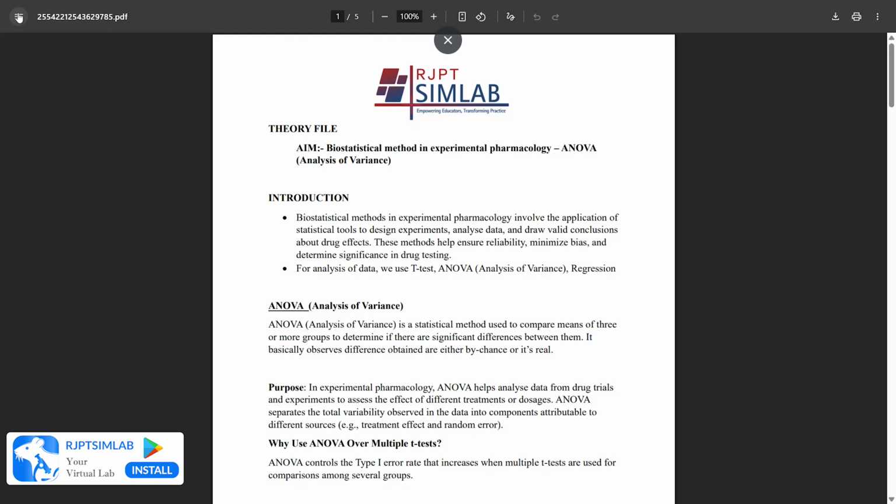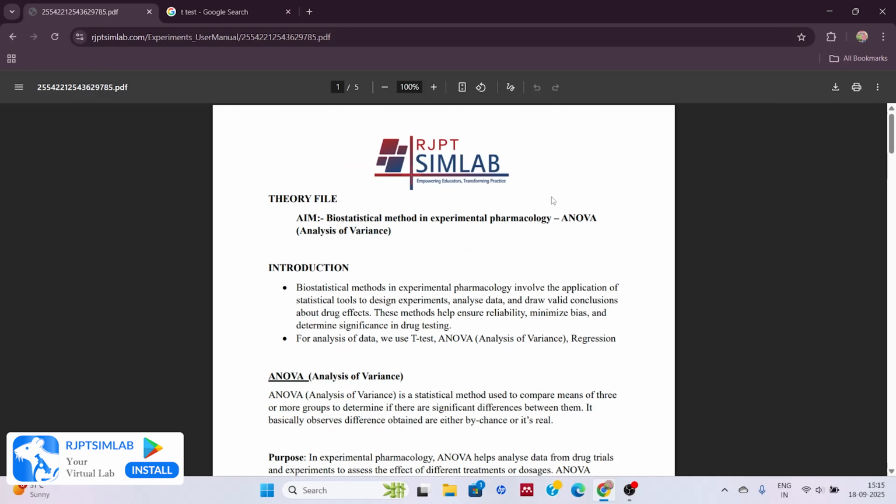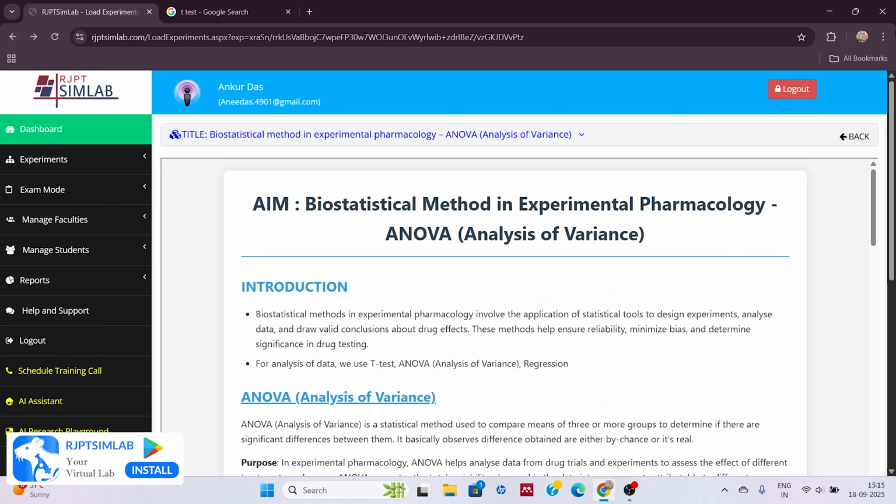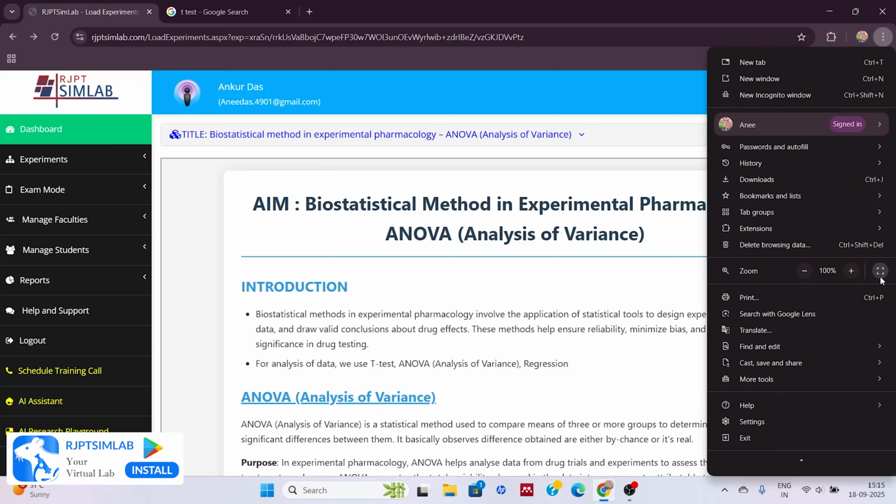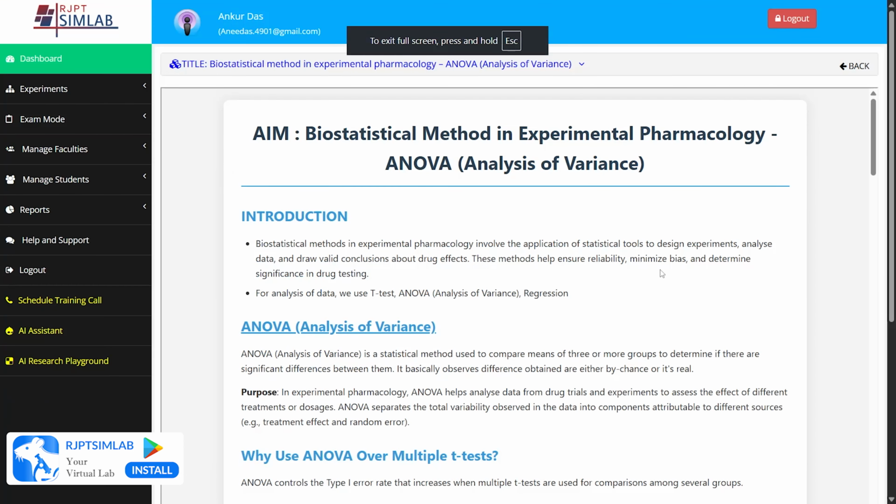So this is how we perform our experiment, and now we have completed it. I hope that you have learned a lot in this experiment about how ANOVA is performed, what ANOVA is, and how it is used in experimental pharmacology.